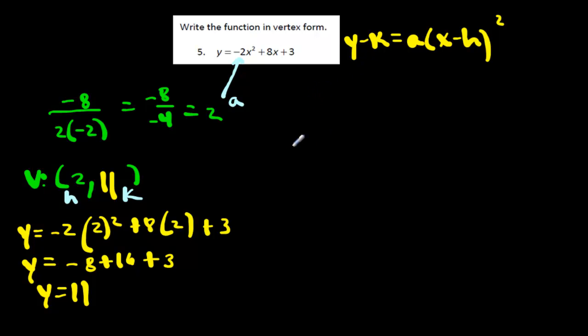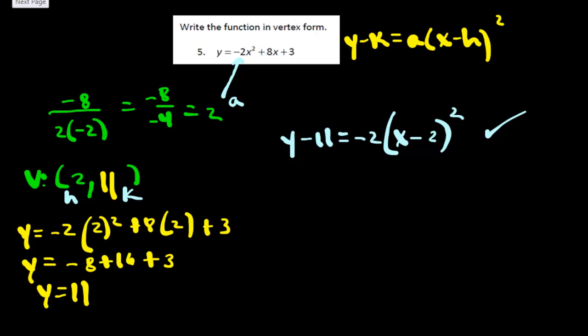So let's plug them in. So y minus k, which is 11, equals a, which is negative 2, times x minus h, which is 2, squared. And there is your equation of the graph. Or of the graph that hasn't been graphed yet, but it's the equation of the parabola.